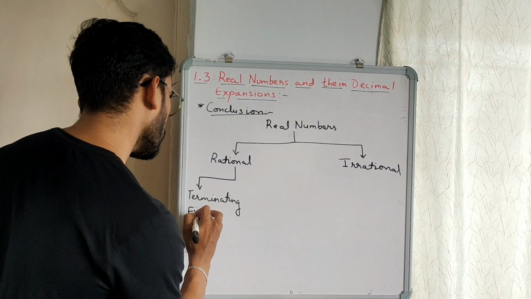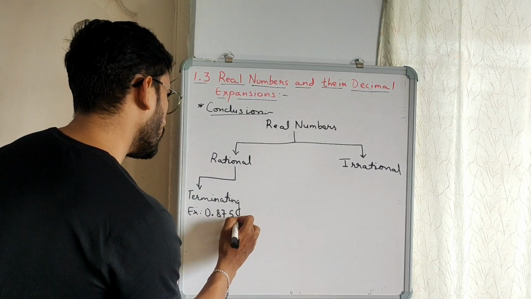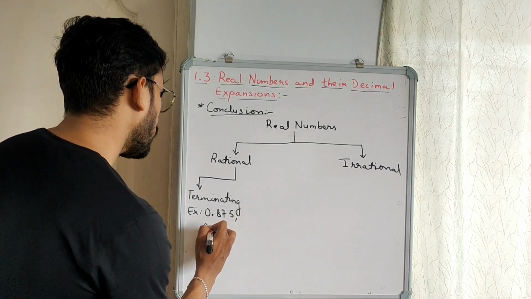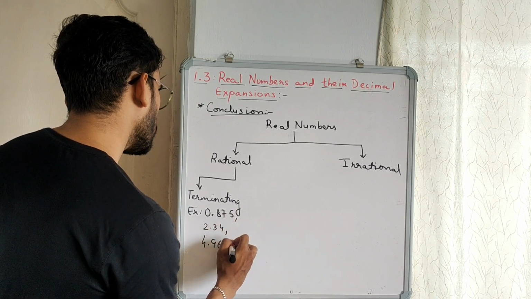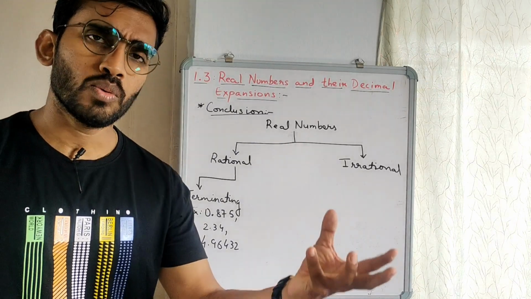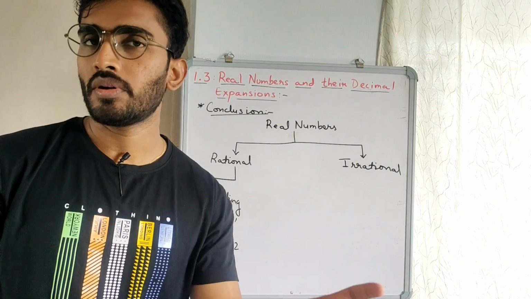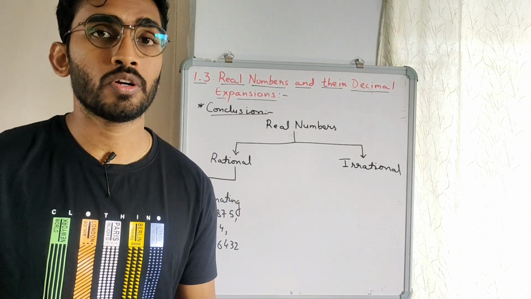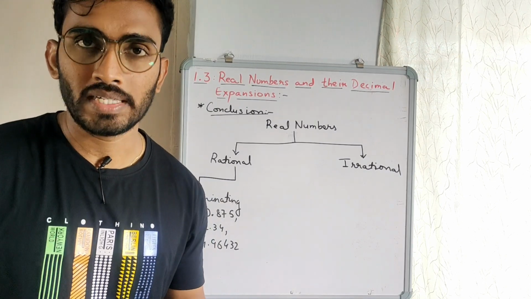Example: 0.875. Okay, then also I can give you an example, 2.34, 4.96432, and so on. Many examples are there. The only thing is that after the decimal there will be a limited number of digits coming.